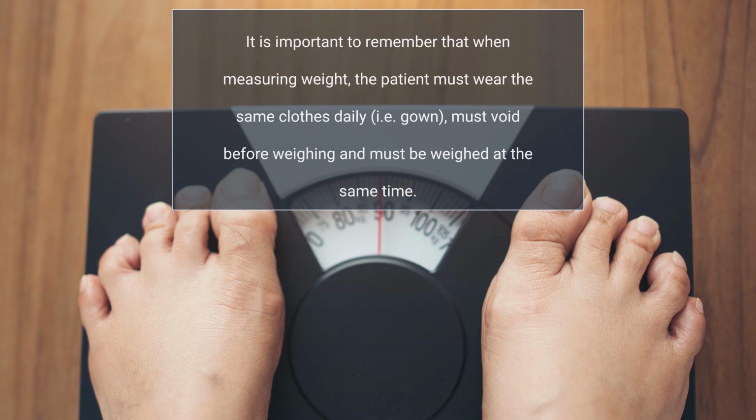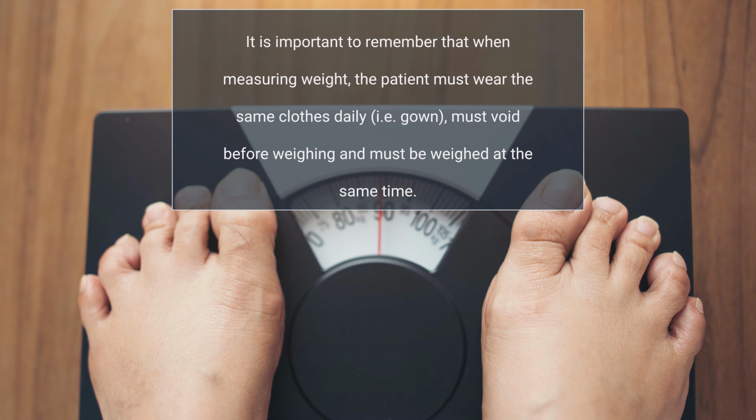So typically we measure someone first thing in the morning after they void. And voiding means they went to the toilet, they went to the bathroom, they urinated. If they had a bowel movement, they did that. And then you weigh them right after that with the same clothes that they had the previous day.